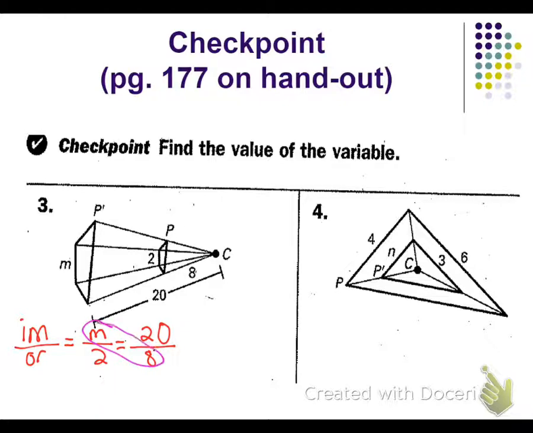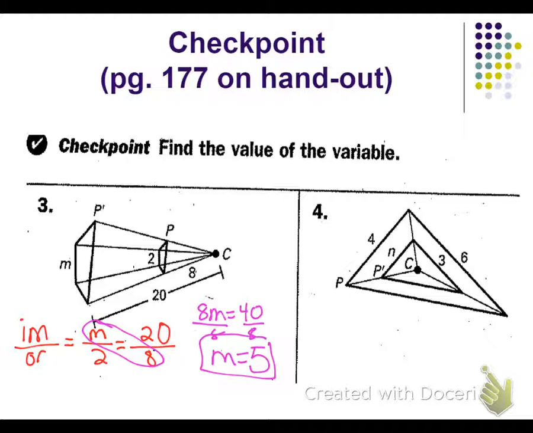Okay, we're going to cross multiply here. So you end up with 8m equals 20 times 2. 40. Yep, it's 40. We want to get m by itself. Divide by 8. M equals 5. So our missing side length here is 5. So now you guys are going to try to replicate this one on the second half.